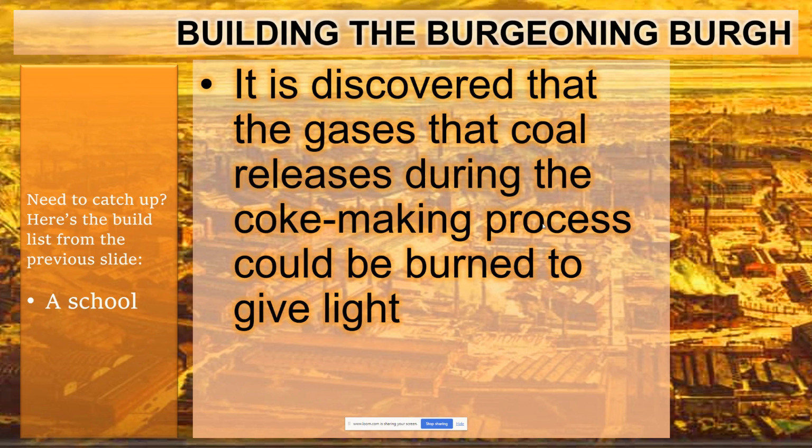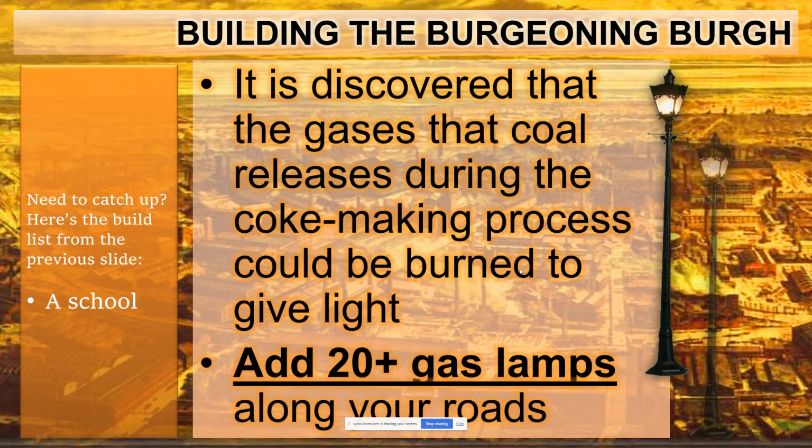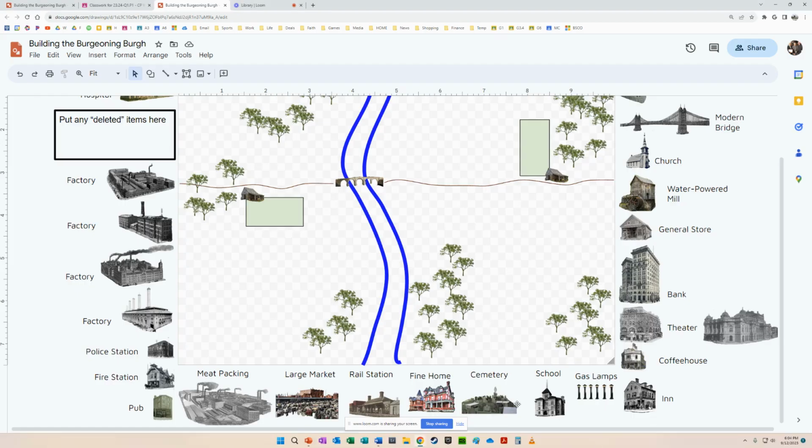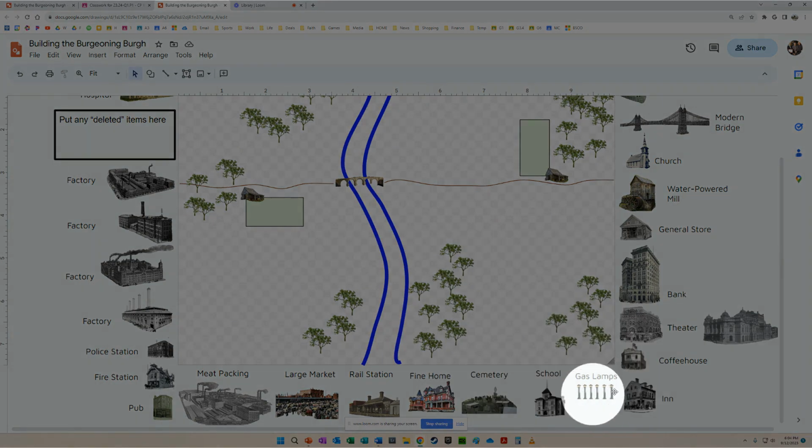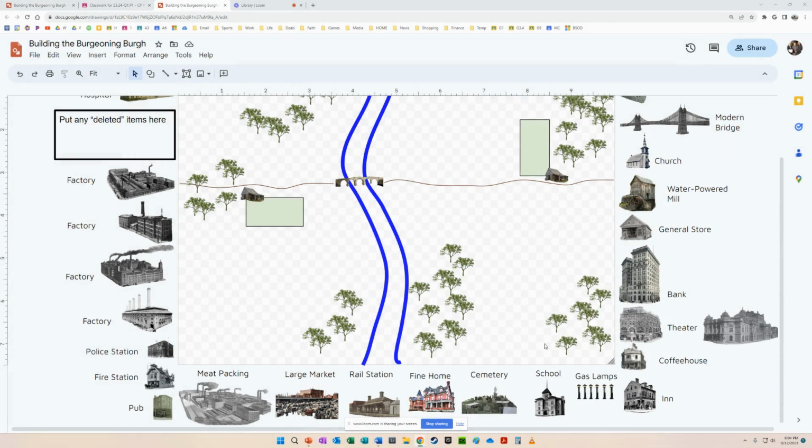All right, it's discovered, as it turns out, that the gases that coal releases in the coke making process, so basically in the process of getting that coal to burn in an efficient manner, can be used to give light, and that's going to create the advent of gas powered lamps. Okay? And so what you're going to do is take these gas powered lamps, and you're going to find them on the bottom right hand side here. There's a lot of them, so you can place them wherever you would like.